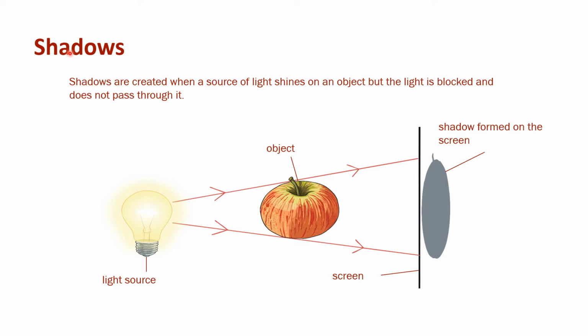We have seen what a shadow is. Shadows are created when a source of light shines on an object, but the light is blocked and does not pass through it. You can see the light is coming from the light source and the object, which is an apple here, is blocking the light. What happens then? The shadow of the object is being formed on the screen. You can see the shadow of the apple being formed on the screen.